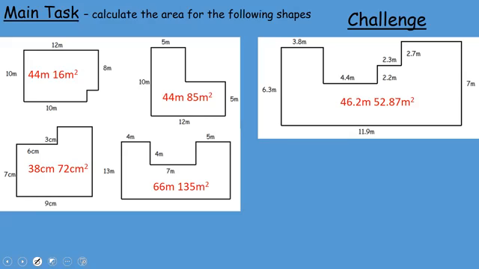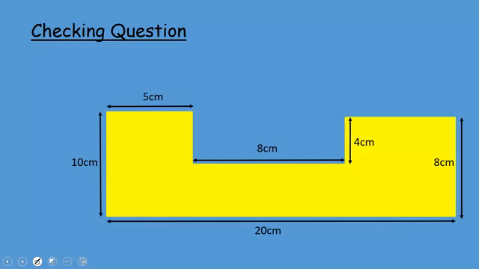Right, and let's now have a look at our checking question. Okay, so I've now got 3 rectangles I've got to split that up into. Right, and I think this is going to be the easiest way to do it. So now I've got A and B and C this time. So if we look at A, I've got all the information I need for A. B, I've got the width, but I don't know what the height is. And C, I've got the height, but don't know what the width is.